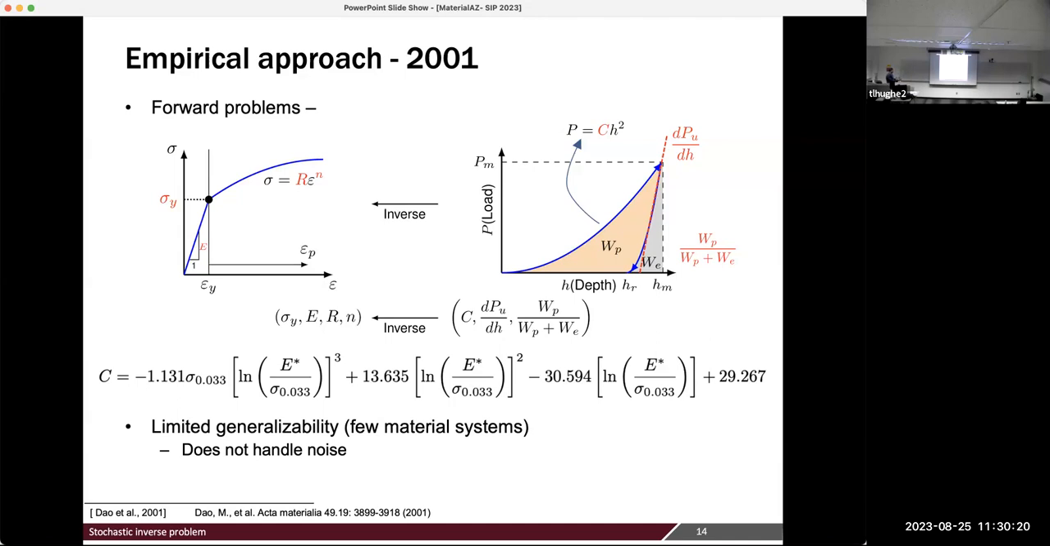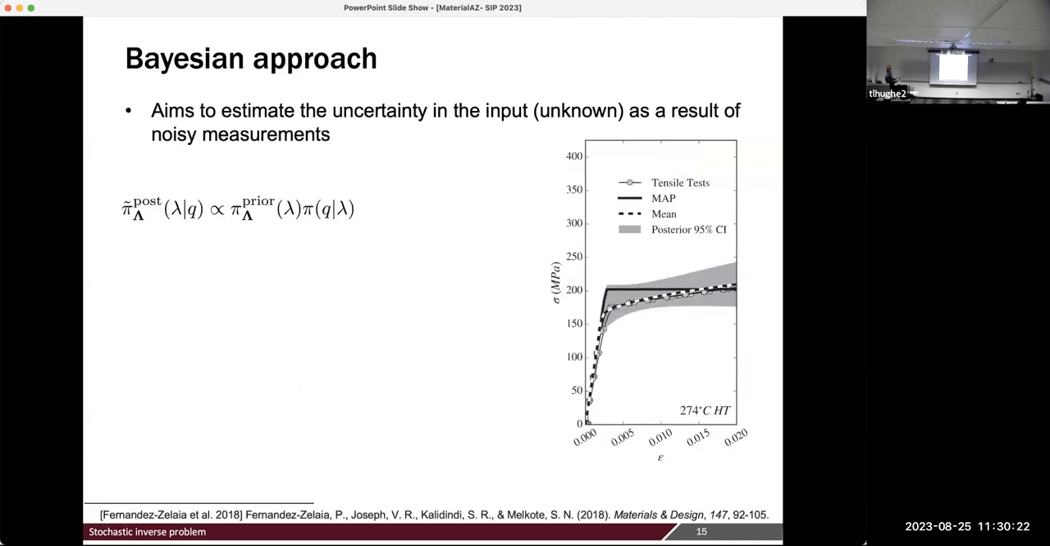So fast forward almost 18 years, and this is from Georgia Tech. An amazing group of people, from mechanical engineering to statistics to material science. They actually tried to solve this problem. The method was developed way before they used it, but they actually used something called a Bayesian approach.